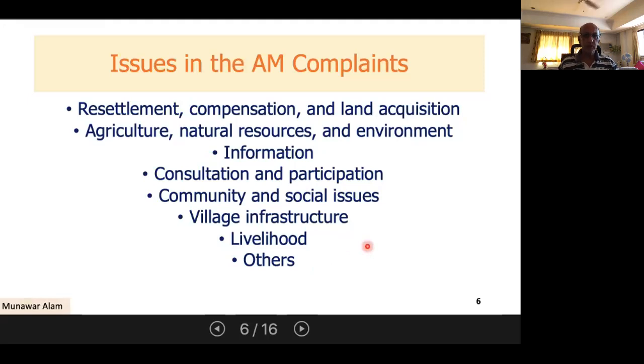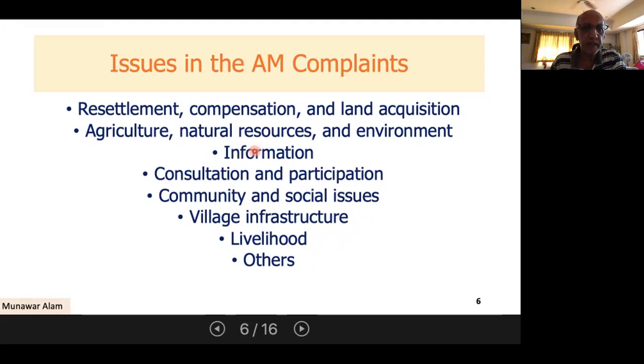Now, issues that have been received by the accountability mechanism are those which hurt the people directly. Most of these, for example, resettlement, inadequate compensation, issues related to land acquisition, community and social issues are always there. Village infrastructure, where people have been relocated to other sites. People have lost their livelihood. So these are the complaints that they make.